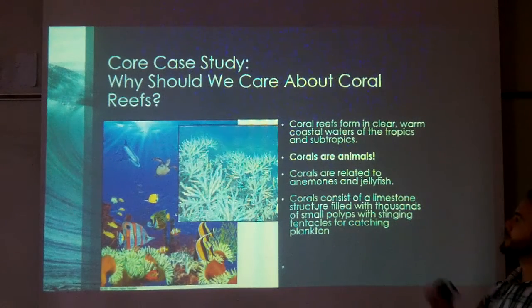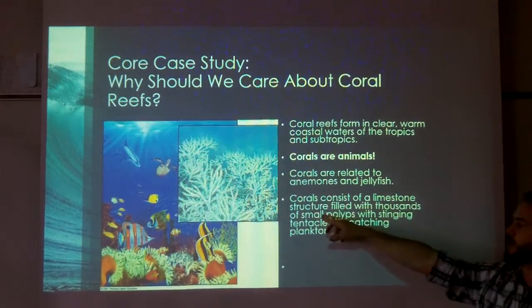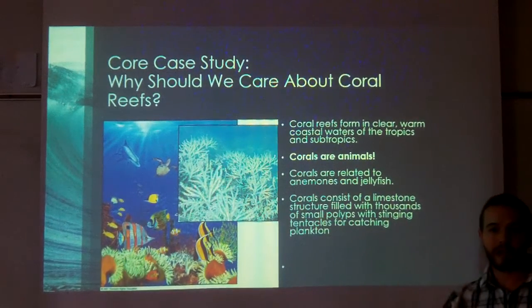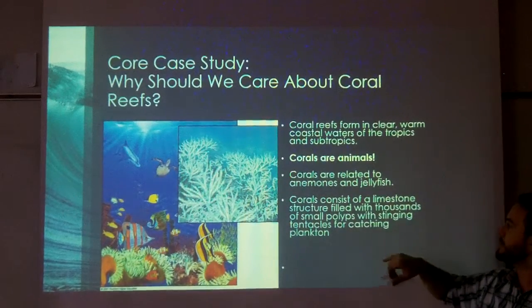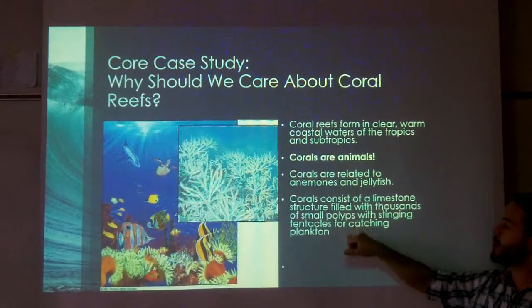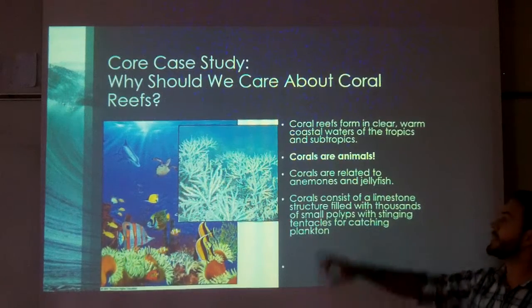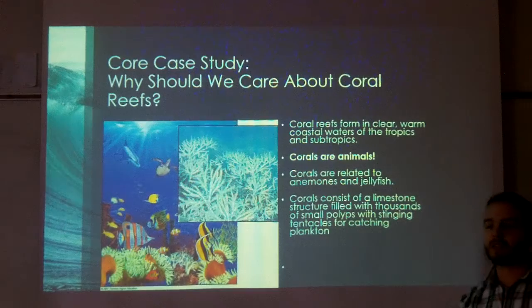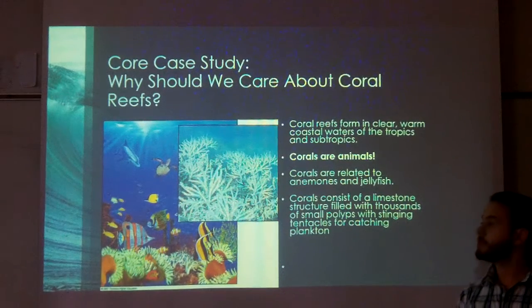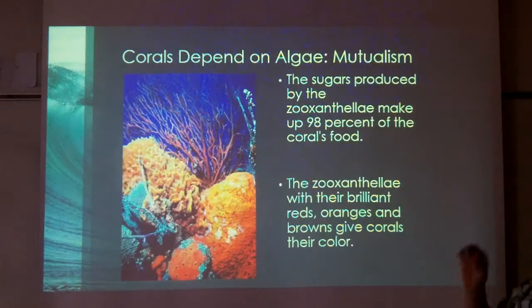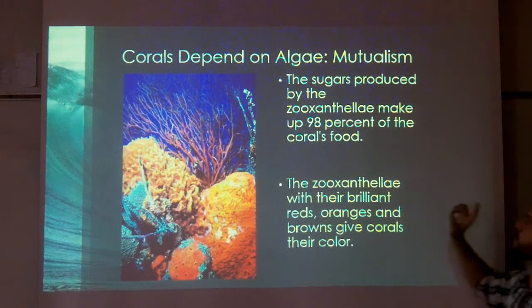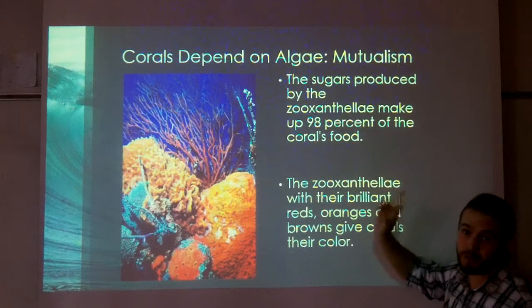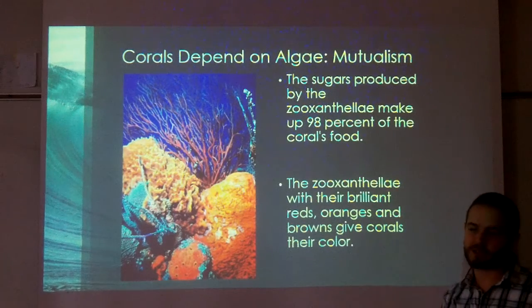Corals are indeed animals related to anemones and jellyfish. They consist of a limestone structure, and they need the calcium carbonate out of the water to make that limestone. It's filled with thousands of teeny tiny polyps that are related to the anemones and jellyfish, and they have stinging tentacles that they use to shoot and capture food. All right, pretty sweet. However, this coral is only able to produce about 2% of their own food. That's it, with these stinging tentacles, just 2%.